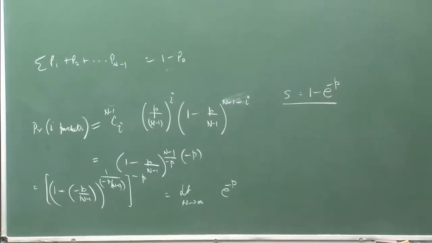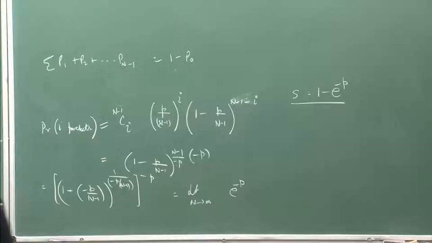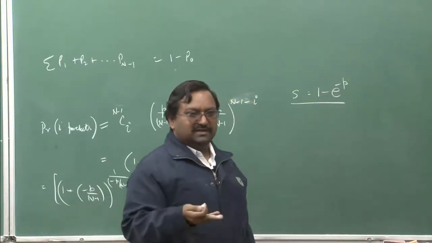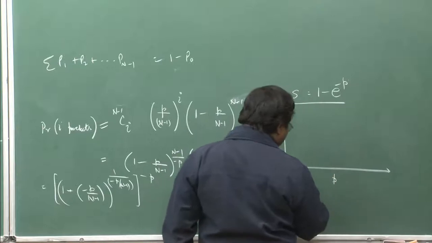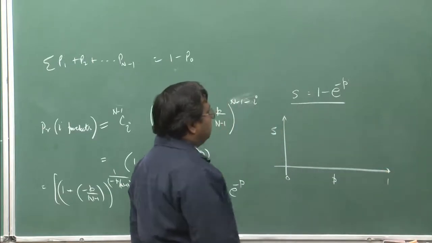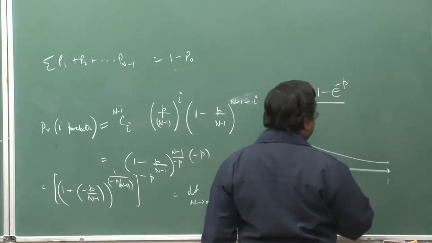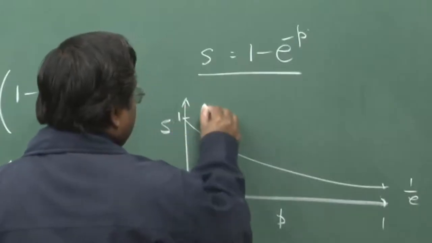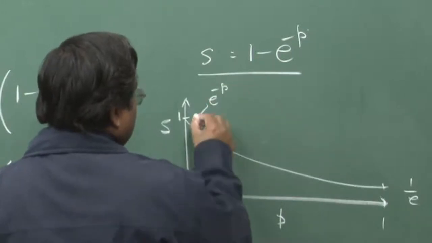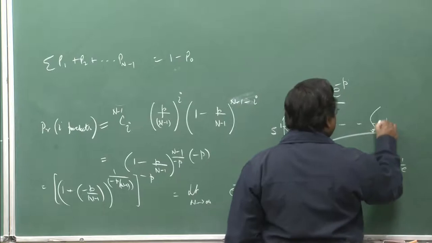So, this will get a maximum value when p is maximum. That is a negative term actually, remember, since the exponent is negative, so I have to maximize over p. So, from here you can plot how the throughput increases with p. You can plot this S, throughput per line, as p goes from 0 to 1. So, e raised to power minus p is this. This value is 1 over e. So, this is what will be the curve for S.